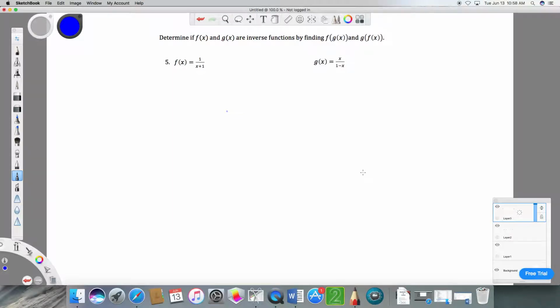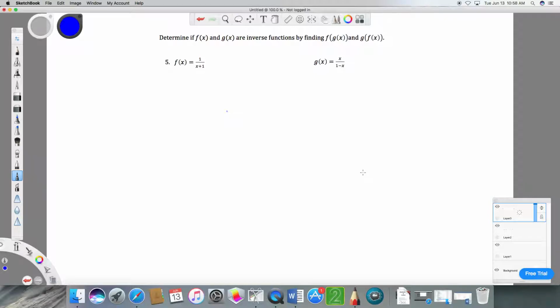Let's take a look at this problem. They give us two functions, f and g, and they ask us to determine yes or no, are these functions inverses of each other? They're asking us to do this by determining the function composition, f composed with g and g composed with f. If those are both equal to x, then yes, they are inverses. If they're not both equal to x, then no, they are not inverses.